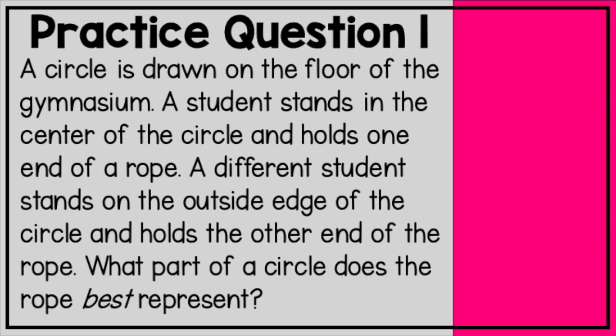A circle is drawn on the floor of the gymnasium. A student stands in the center of the circle and holds one end of a rope. A different student stands on the outside edge of the circle and holds the other end of the rope. What part of a circle does the rope best represent?